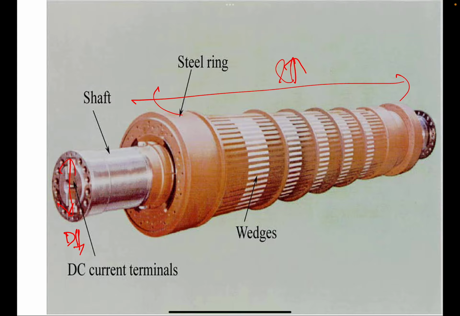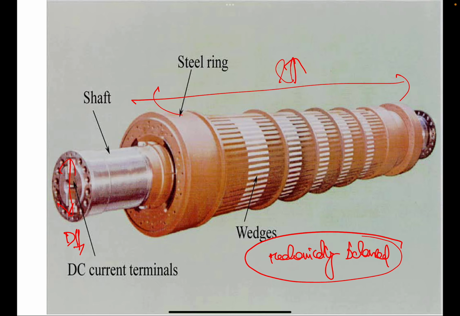Now compared to the projecting type, whereas in projecting type it is mechanically not well balanced, here it is mechanically well balanced. When it is mechanically well balanced, is it suitable for high speed applications or not? Definitely it is suitable for high speed applications, shaft and everything.